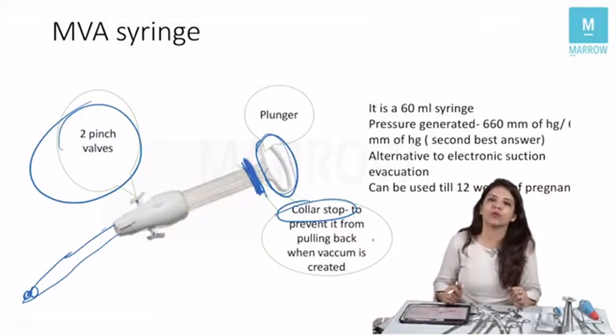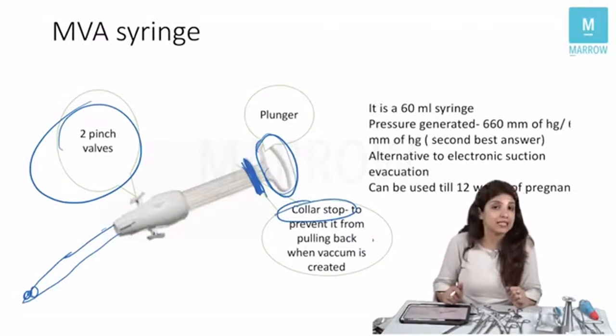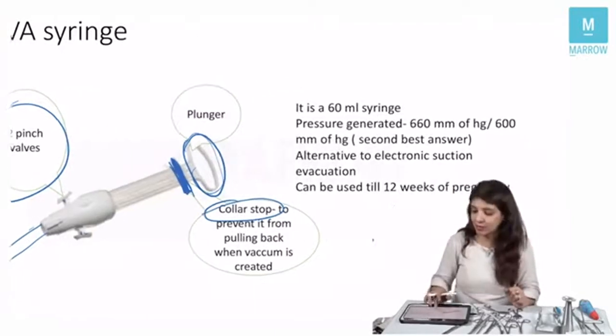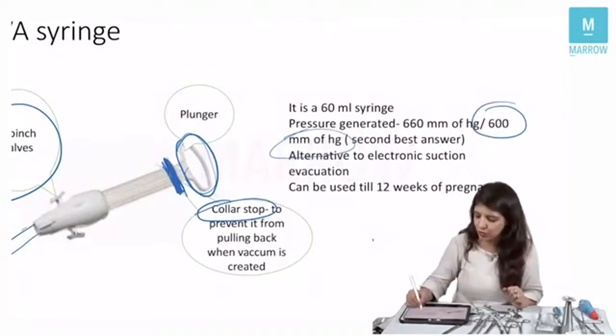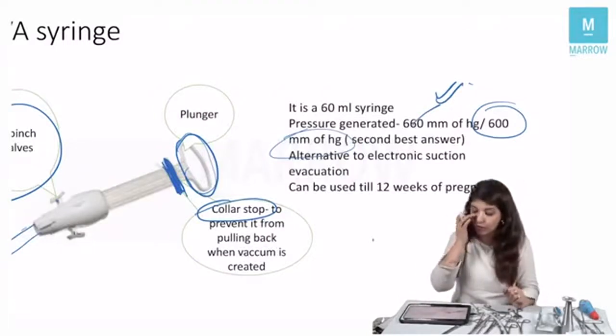Questions which they ask you on a manual vacuum aspiration syringe: what is the capacity of the MVA syringe? The capacity of the MVA syringe is 60 ml. Next question is, what is the pressure generated by the MVA syringe? The best answer would be 660 millimeters of mercury, but if 660 is not given, then only you are going to mark it as 600 millimeters of mercury. Best answer is 660 millimeters of mercury.